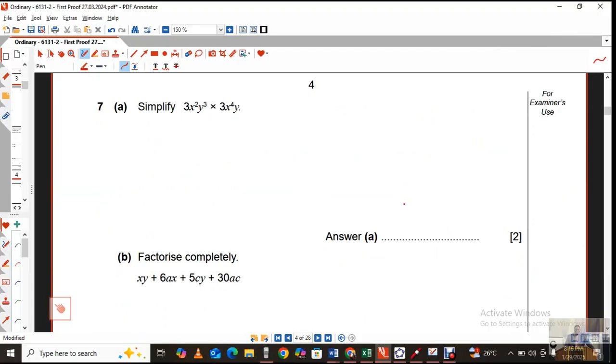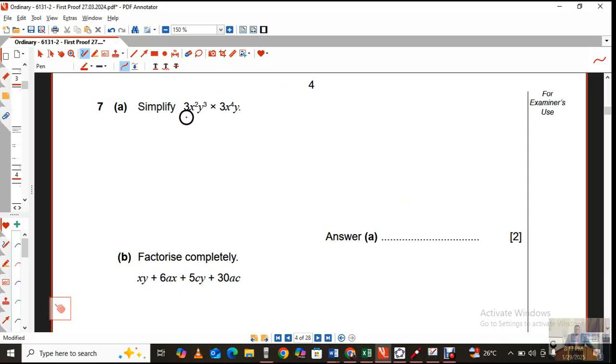Question 7, so we are now delving into a bit of algebra. Excuse the noise in the background. We are now dealing with a bit of algebra. We're starting with the basics.